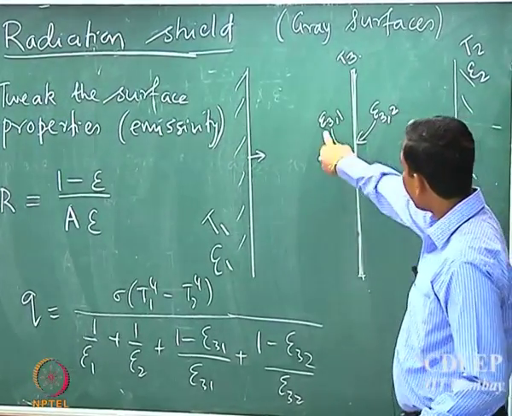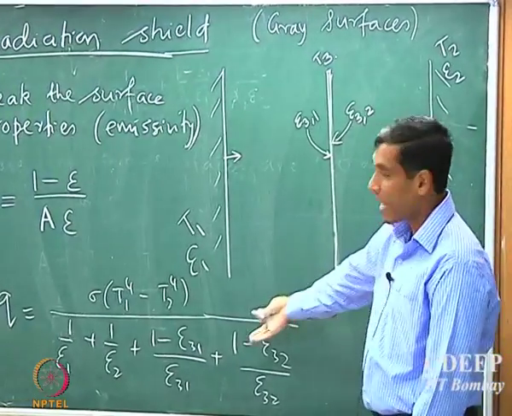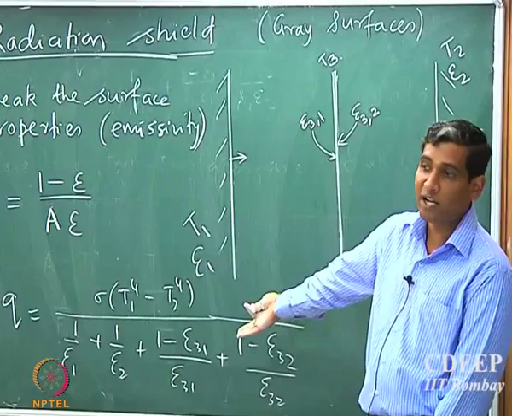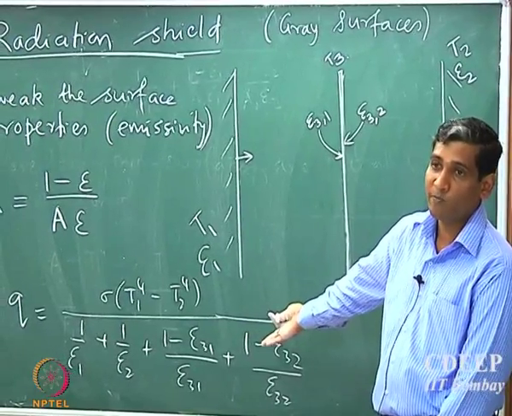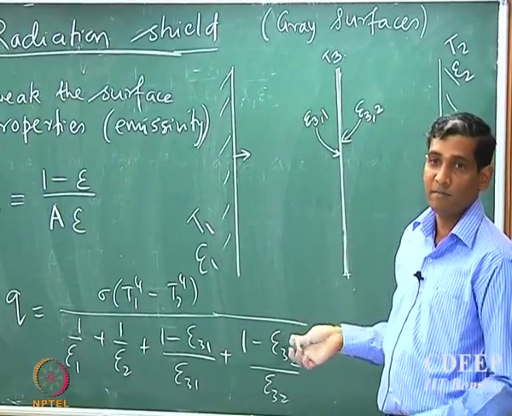Clearly, you can see that by tweaking epsilon 31 and epsilon 32, you can minimize the net radiation exchange between 1 and 2. That is the concept of using this radiation shield.